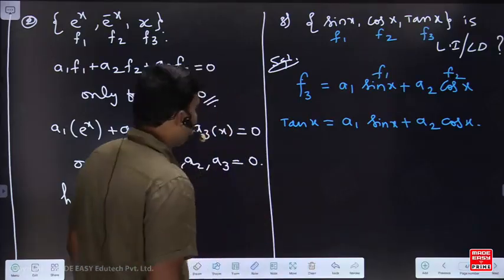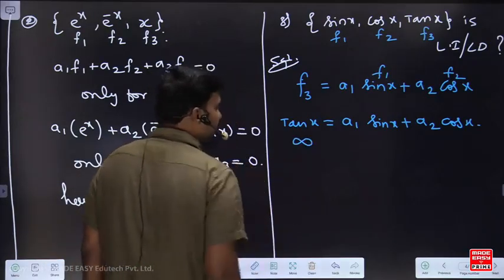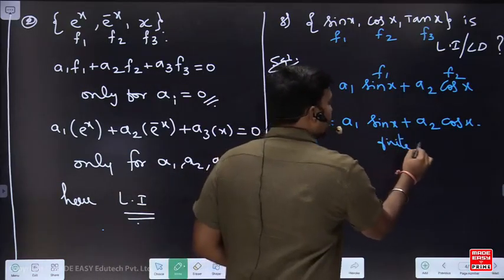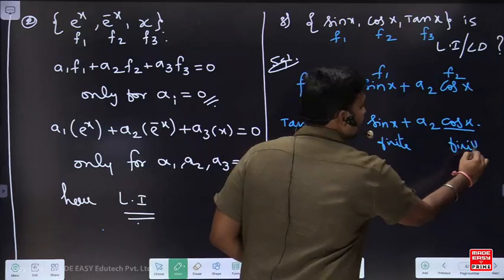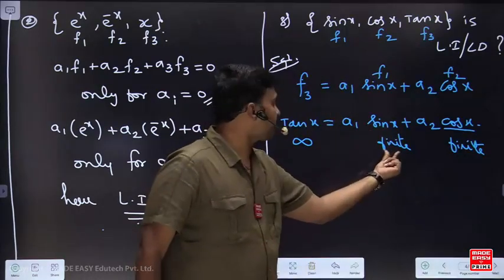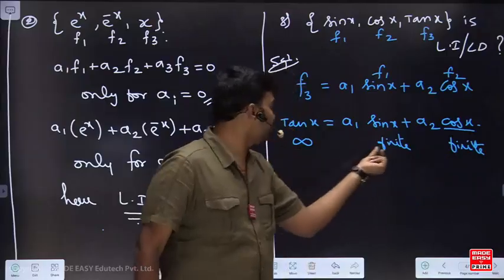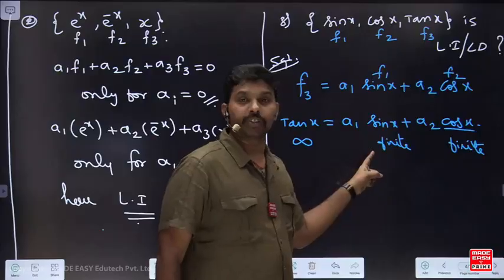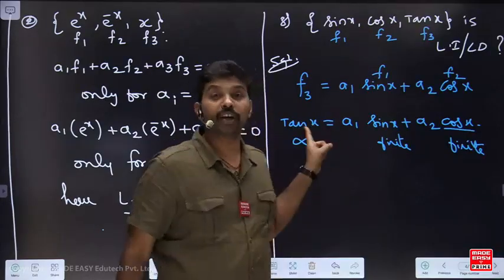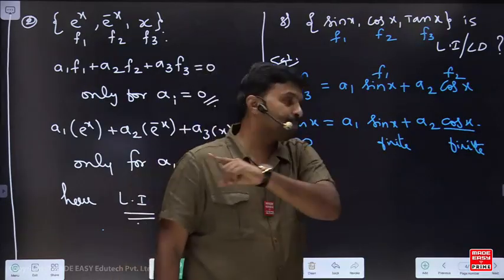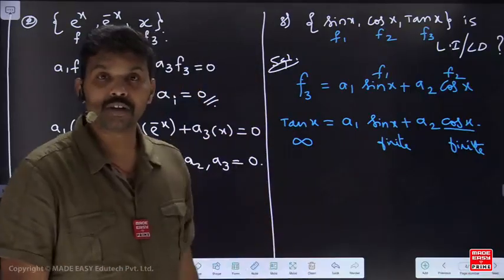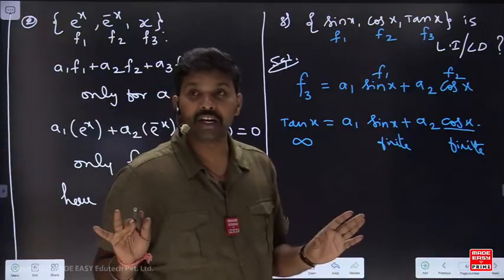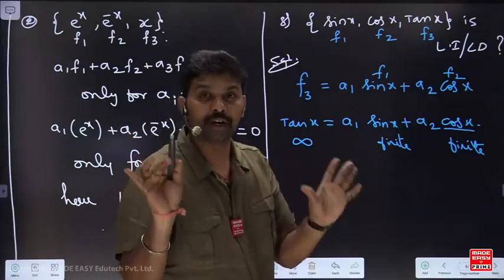Why? Because I'll tell you. At pi by 2 this is infinite, but at pi by 2 this is finite, and this is also finite, right or not? So sin x is a finite function, cos x is a finite function, but tan x is an infinite function. So the linear combination of finite functions cannot give you the infinite function here. So this is impossible. All of you understood? Therefore they cannot be linearly dependent. They are linearly independent only.